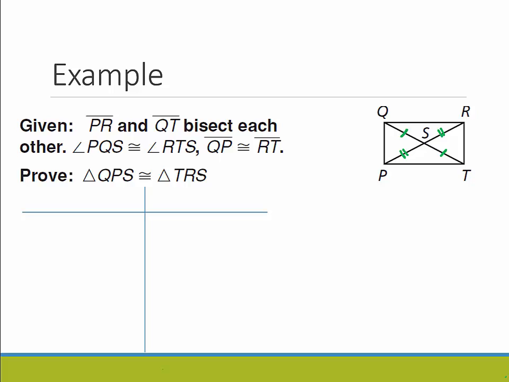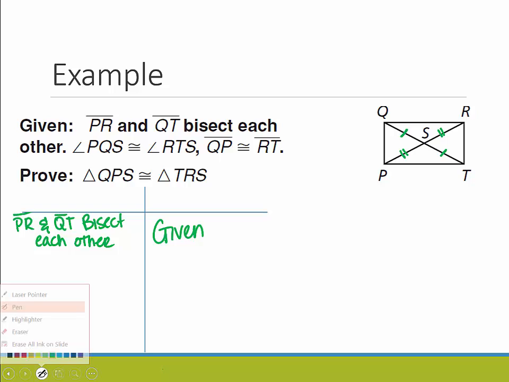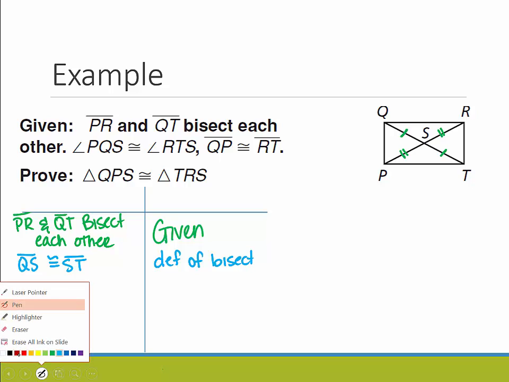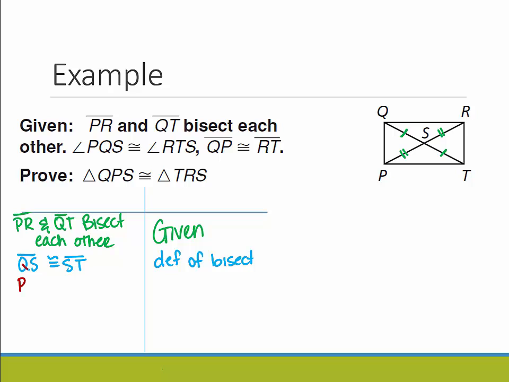S is the midpoint. So PR and QT bisect each other. And we can say this because it's given to us. And then from that, we know that QS has to be congruent to ST. And that's the definition of bisect. But then we also know that PS has to be congruent to SR.